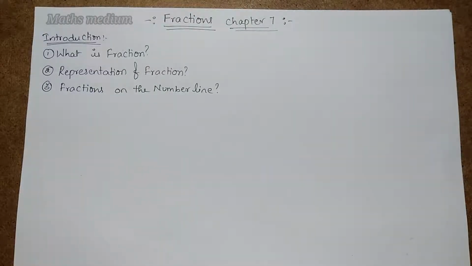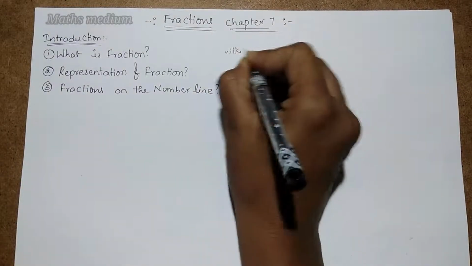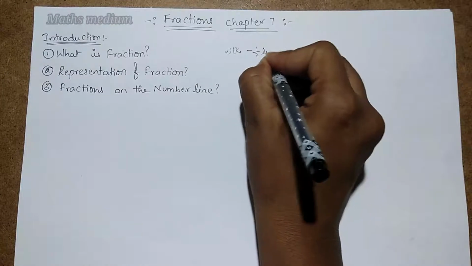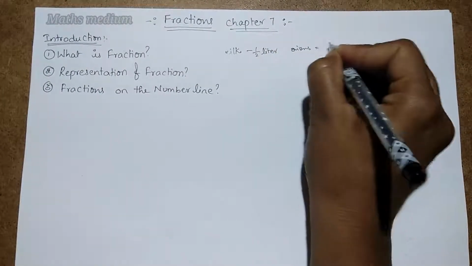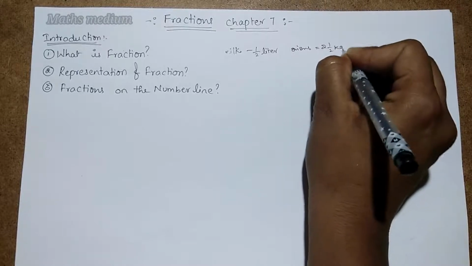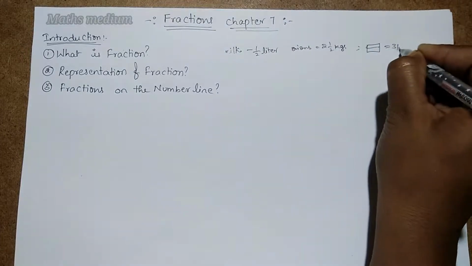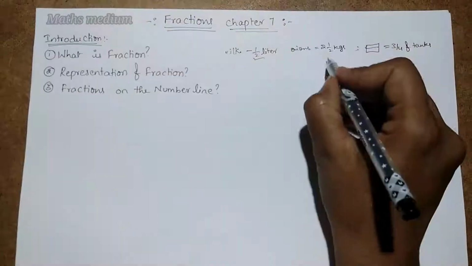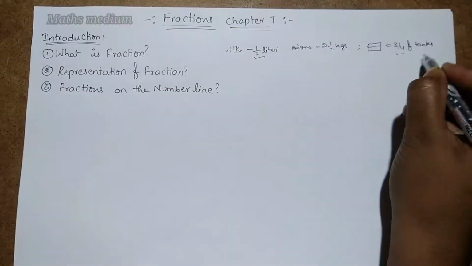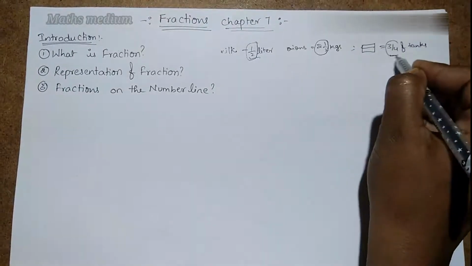In our daily life, we start a day with fractions. For example, milk we can buy as half liter, onions 2.5 kgs, or a water tank filled with 3/4 of the tank. See here, half, 2.5, 3/4. These are denoted as fractions.